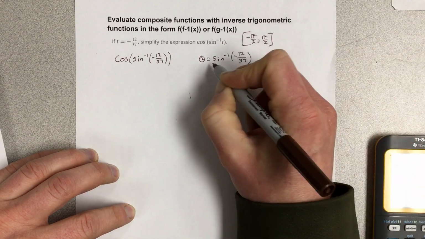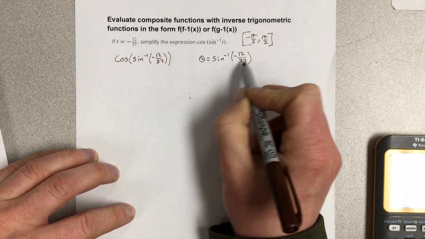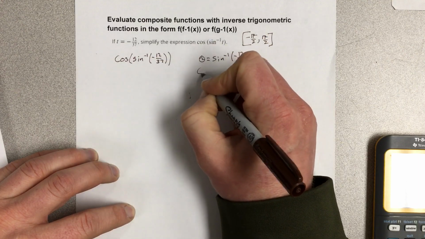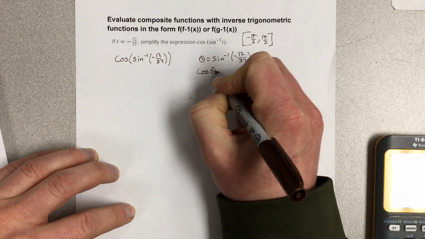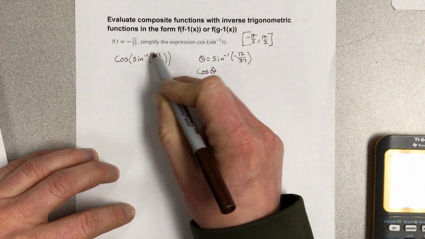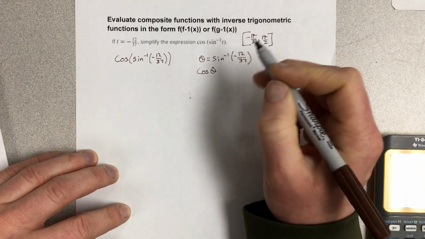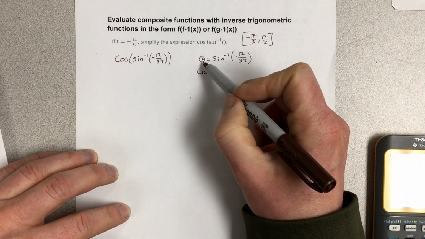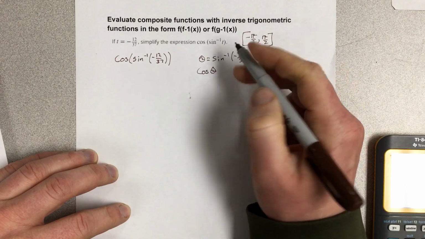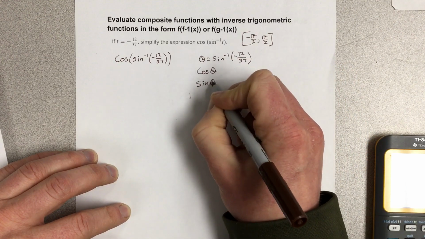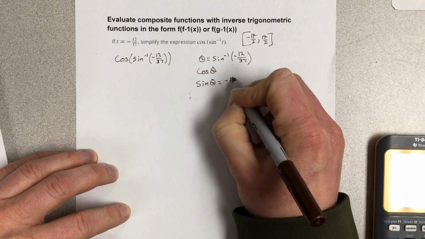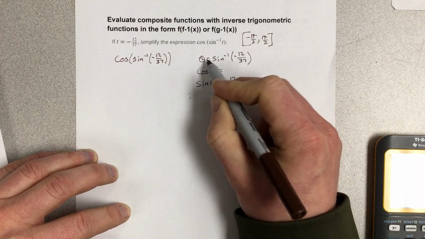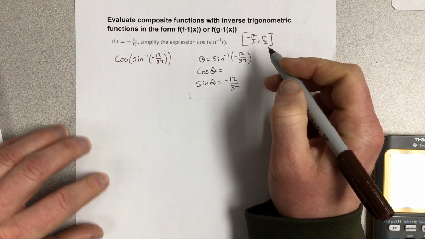This is the angle. But if I say theta is equal to this, then really I can say cosine of this is cosine theta, by substituting theta for this expression here. So my goal here is to figure out what cosine of theta is. Well, I know that I can rewrite this piece as sine theta is equal to negative 12 over 37.